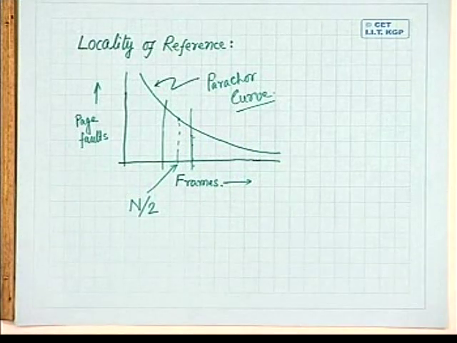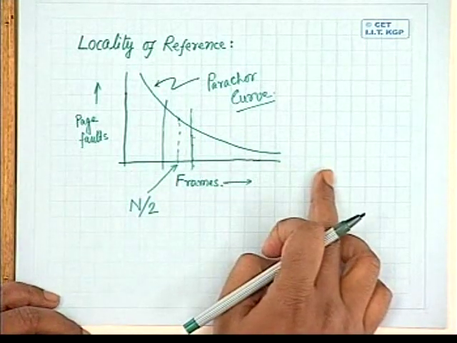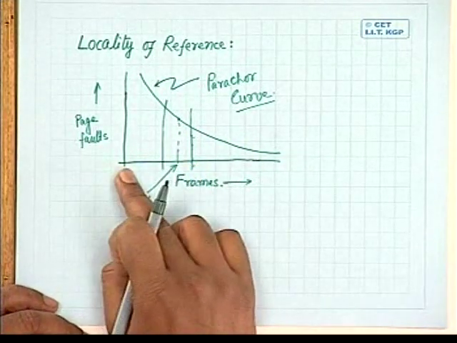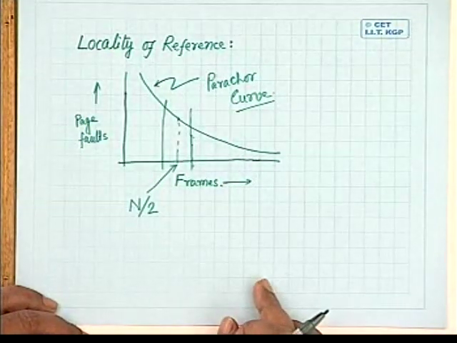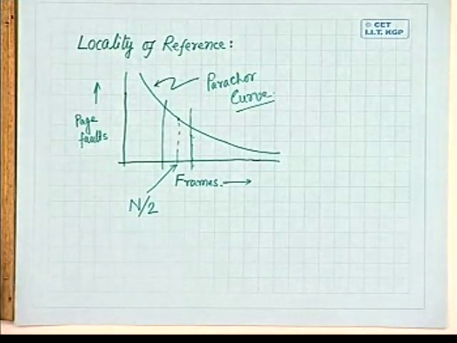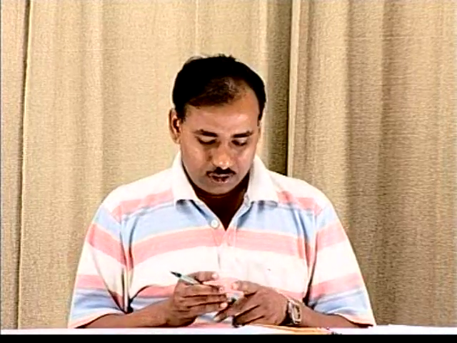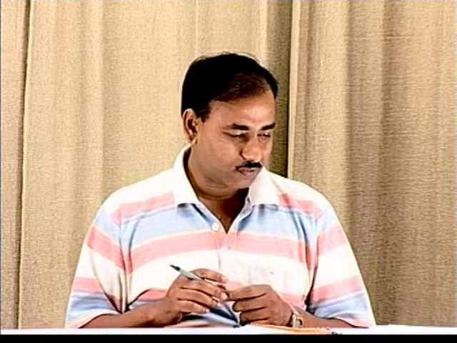Because if we increase the number of frames beyond that, we are not going to gain much. Whereas if you reduce the number of frames below this, then the number of page faults will increase drastically. That is, obviously, the system performance will come down drastically. Okay. So here we have found two quantities or two measures.